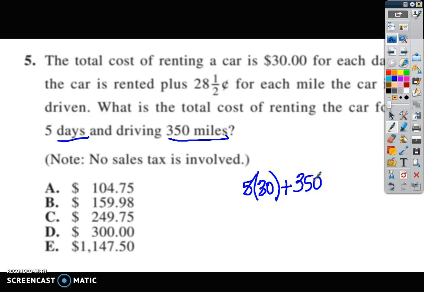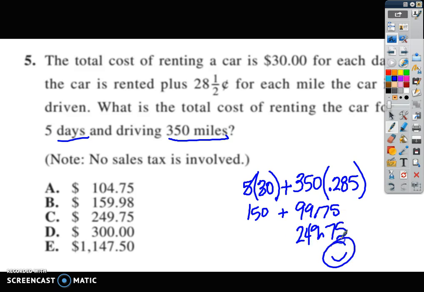Okay, and here's where a lot of people go wrong. They put 28.5. But that would be $28.50. Think about if you were just going to write 28 cents. 28 cents would be 0.28. So if we're talking about 28.5 cents, that's 0.285. If you put the decimal at 28.5, it gives you the wrong answer. So when you solve that out in your calculator, you get 150 plus 99.75, which is 249.75, which is C.